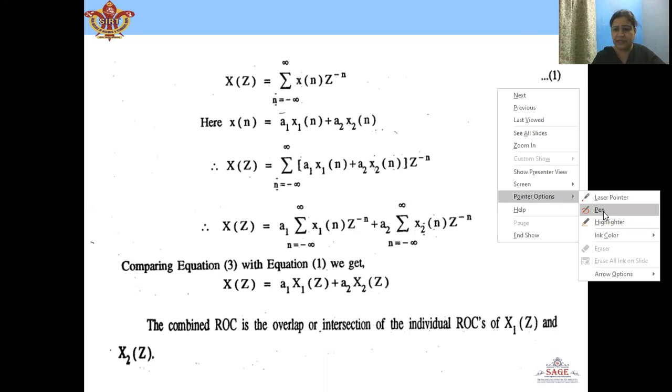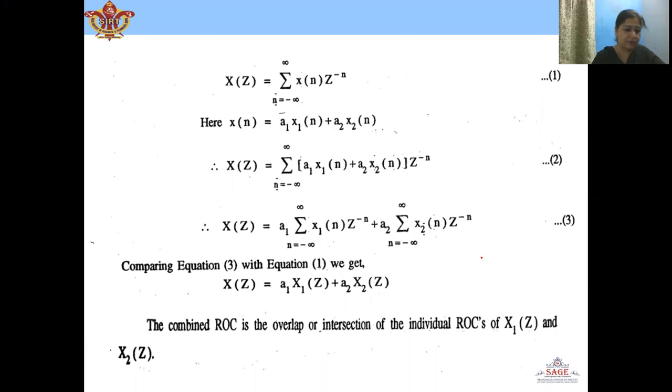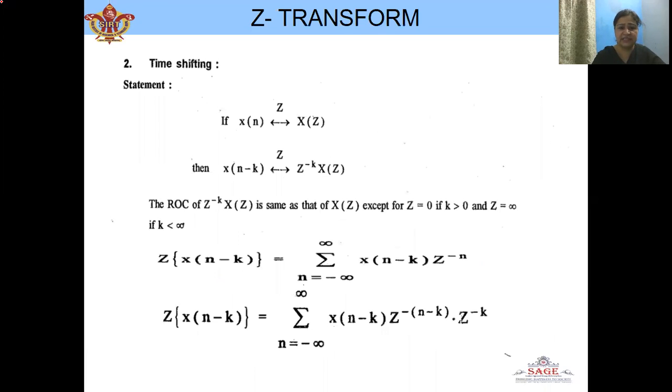Now I'll enable my pointer options also, because in these slides I need to write somewhere. So next is the time shifting property. According to the time shifting property, if x(n) has Z transform X(z), and we shift our signal x(n) by k units, that means we are doing time shifting.